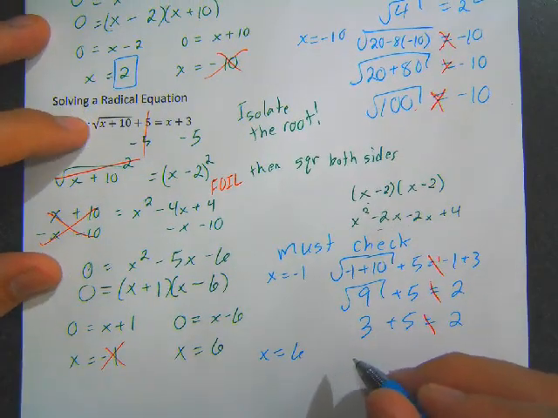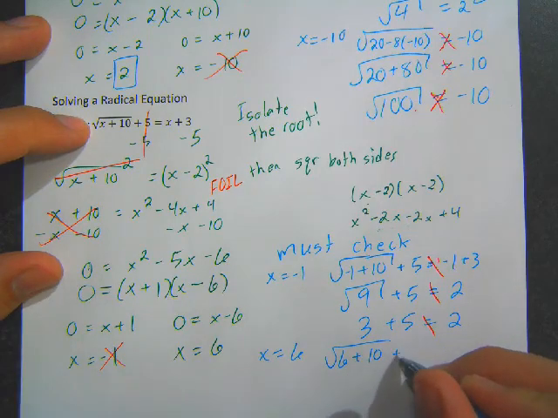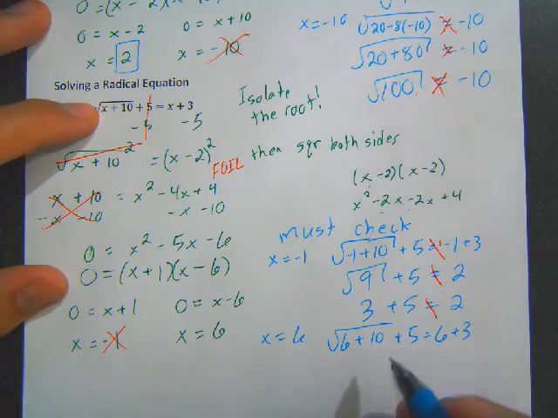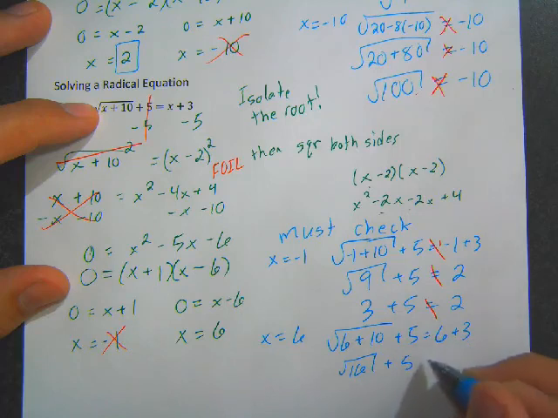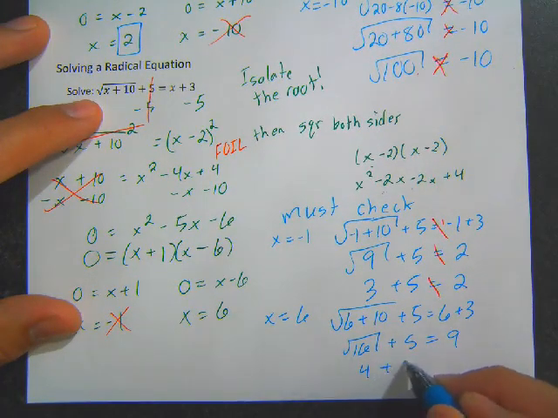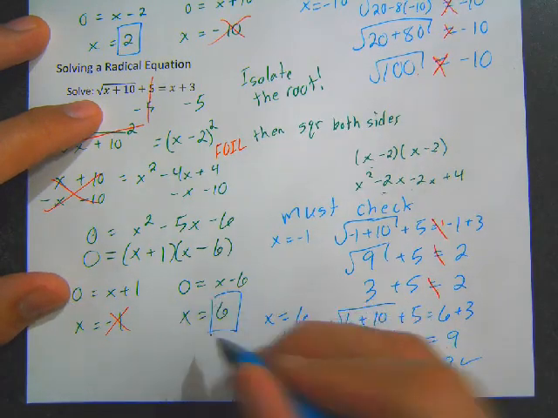So I get square root of 6 plus 10 plus 5 equals 6 plus 3. Square root of 6 plus 10, well that's just square root of 16 plus 5. And 6 plus 3, that's going to give us 9. 16 square root of that is 4, plus 5 would be 9. And so it does check out. So 6 is a valid solution.